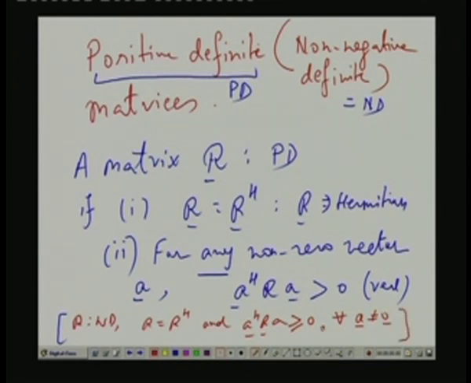So the only difference is this: in the case of both positive definite as well as non-negative definite matrices, R is Hermitian. In the case of positive definite matrices, if you take any non-zero vector A, then A Hermitian R A is a scalar number which is greater than 0, of course real, and if it is a non-negative definite matrix, then A Hermitian R A is greater than or equal to 0, still real. So I consider non-negative definite matrices because that is more general. You can easily consider the positive definite case as an extension of that.